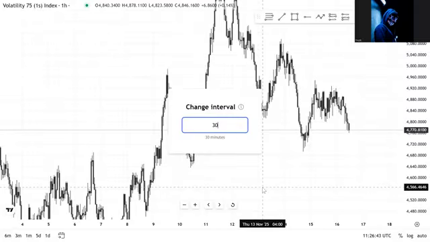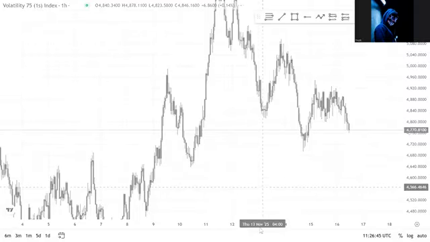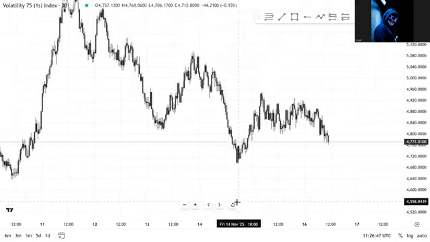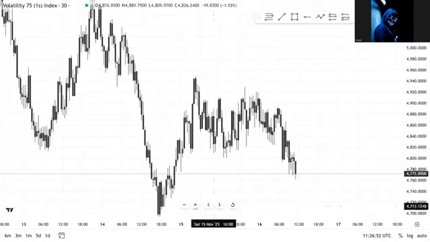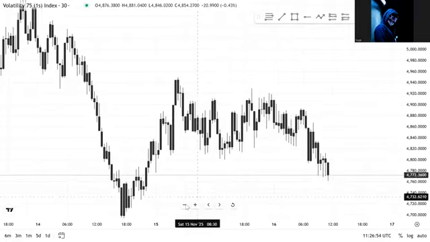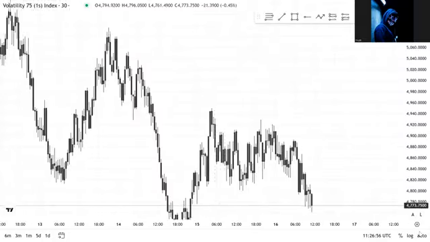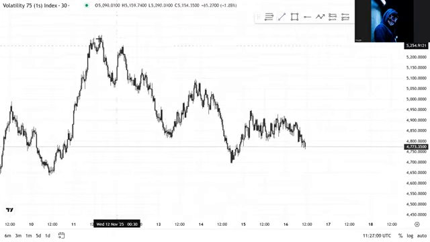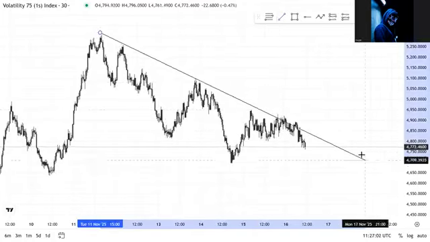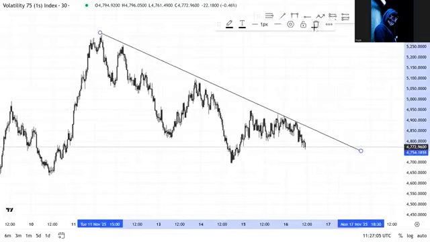Let's check the 30 minutes time frame. Remember I said if you can't spot anything on the higher time frame, you look at the current trend of the market on the lower time frame. Even on the 30 minutes, you can see that the market is bearish. Why? If you take your trend line, you can see the slope of the market. It's currently bearish on the 30 minutes time frame.